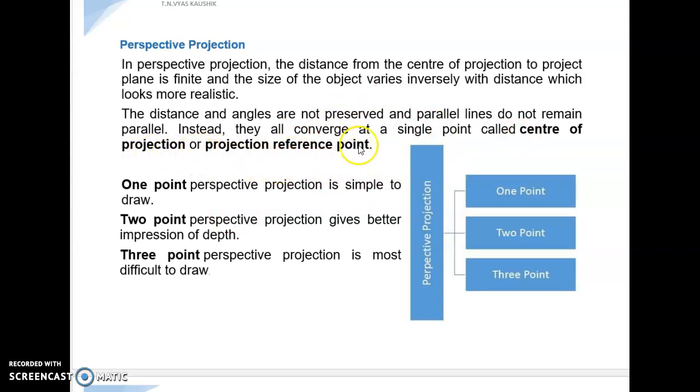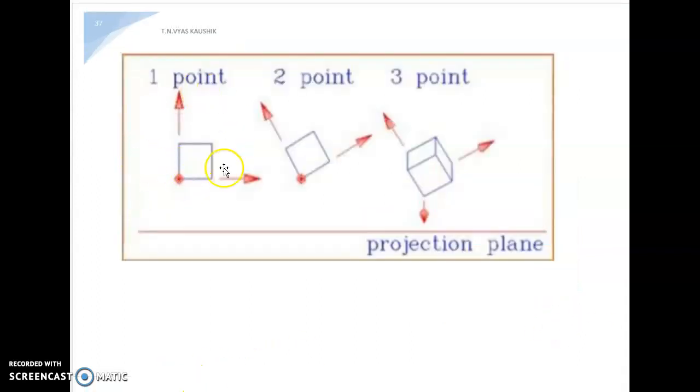Based on this projection reference point, the perspective projection is divided into three parts: 1-point perspective projection, 2-point perspective projection, and 3-point perspective projection. This is an example of 1-point perspective projection, this is an example of 2-point perspective projection, and this is an example of 3-point perspective projection. You can see in 1-point and 2-point perspective projection, both directions are given.